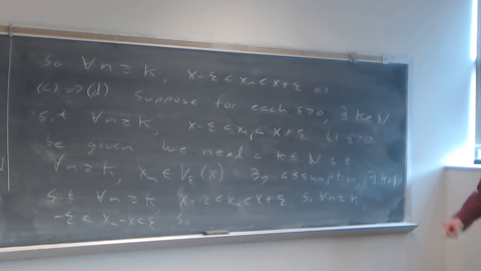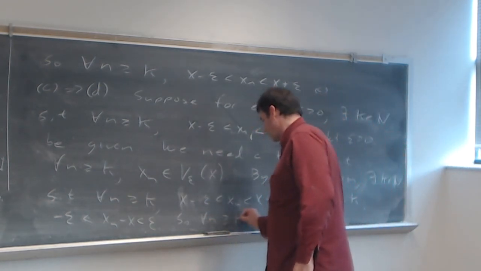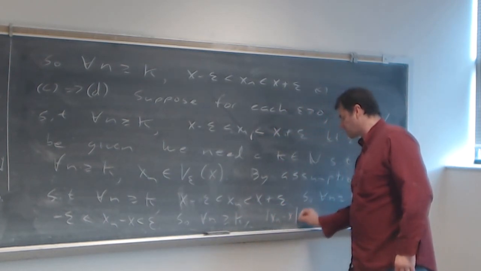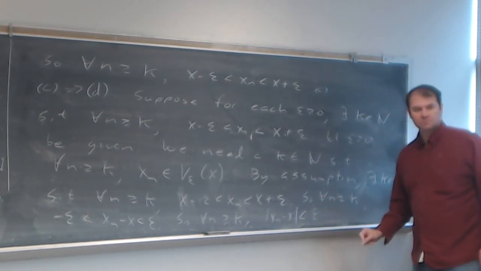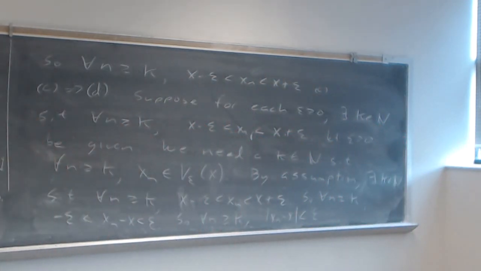So, rewriting that last statement as an absolute value statement. For all n bigger than or equal to k, what do we have? We have the absolute value of x of n minus x is going to be less than epsilon. What is that saying? It says for all terms of the sequence beyond this point k and beyond, their distance from x is less than epsilon.